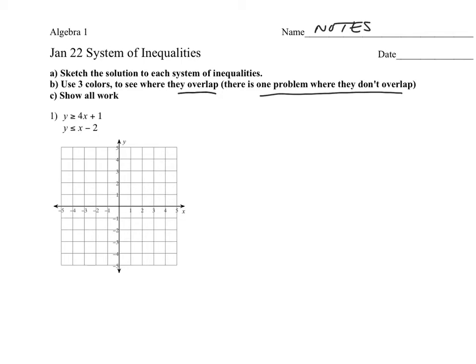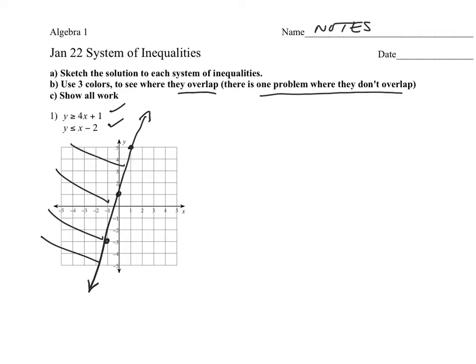So number 1, both of these are already set equal to y, and they're in the mx plus b form. So the first one, the y-intercept is 1, and the slope is 4. So I go up 4 and over 1. This is a positive line. I can go down 4 and over 1. This would be a solid line because it's greater than or equal to, and since it's greater than or equal to, I shade above.